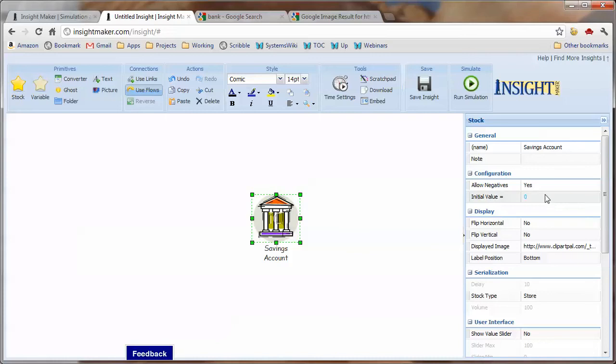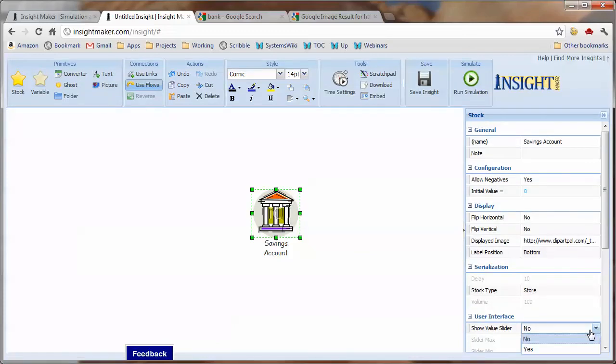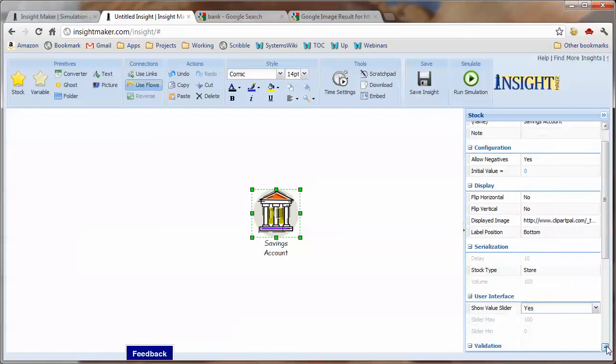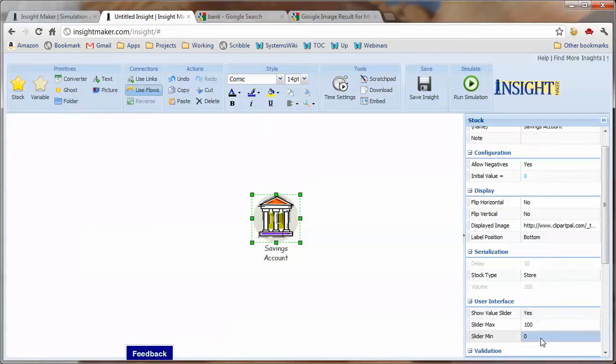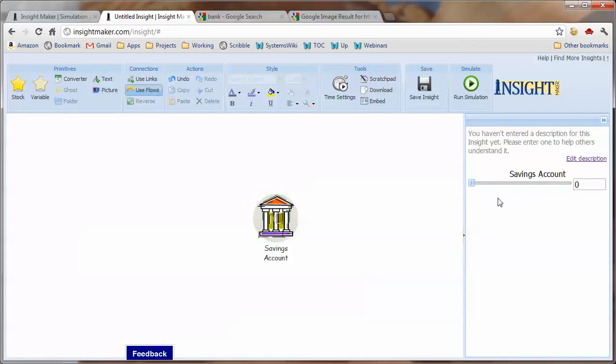It will start with some initial amount of money, but let's go ahead and use a slider to define that, and we'll say that the slider varies anywhere from 0 to $1,000. That's the amount of money that's in the bank when we open the account, and we'll just start it at $100.